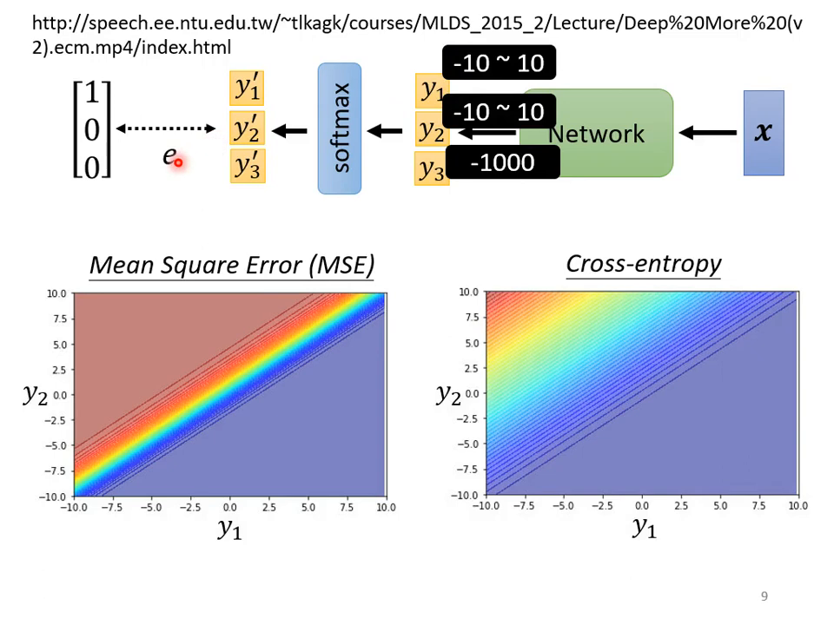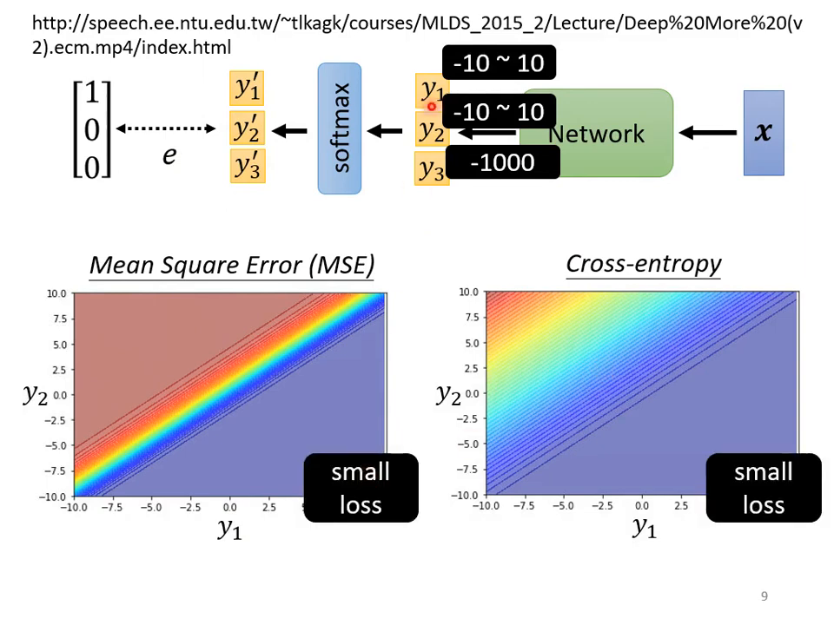The loss is calculated by adding up a lot of E. What kind of influence does it have on our loss? These 2 pictures below are the loss corresponding to the change of y1 and y2, or the impact on the error surface, when E is set to mean squared error and cross-entropy respectively. If y1 is large and y2 is small, then y1 prime will be very close to 1. y2 prime will be very close to 0. When y1 is large and y2 is small, the loss is small.